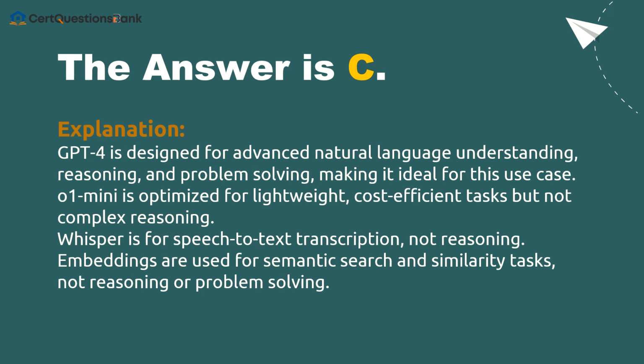The answer is C. GPT-4 is designed for advanced natural language understanding, reasoning, and problem-solving, making it ideal for this use case. O1 Mini is optimized for lightweight, cost-efficient tasks but not complex reasoning. Whisper is for speech-to-text transcription, not reasoning. Embeddings are used for semantic search and similarity tasks, not reasoning or problem-solving.